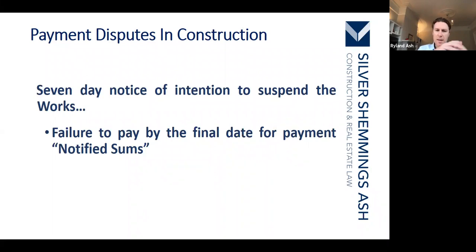So what that means is effectively, if there's a sum that's in an application for payment, a payment notice, a payless notice, whichever is the last, or even a default notice, whichever is the last notice issued by the final date for payment, that will be the notified sum. And then there's a straightforward entitlement to that sum, which can't then be disputed effectively.